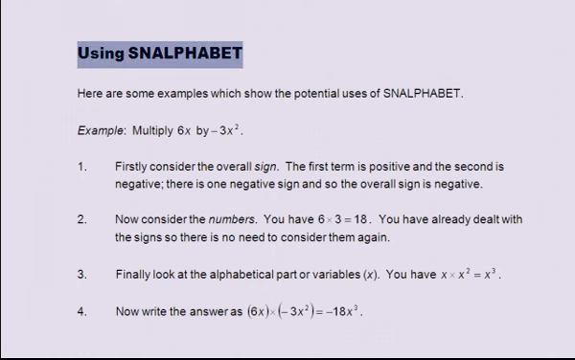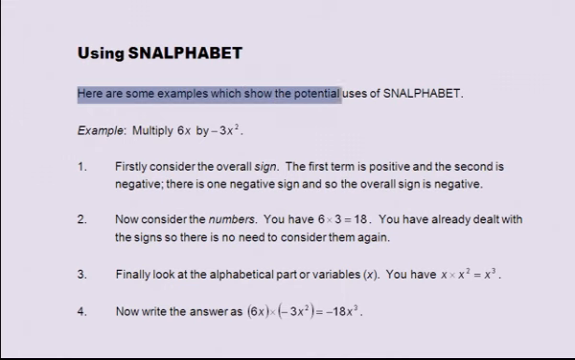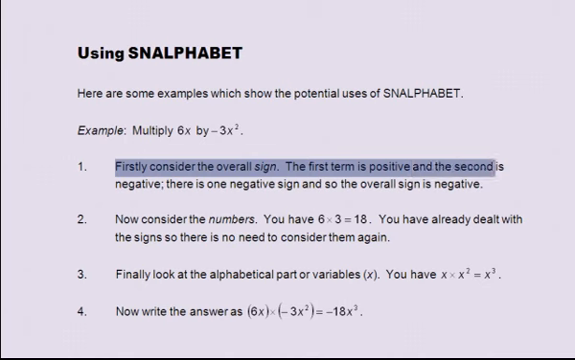Using SNAlphabet. Here are some examples which show the potential uses of SNAlphabet. Let's start with a simple example. Multiply 6x by minus 3x squared. Step 1. Firstly, consider the overall sign. The first term is positive and the second term is negative. There is one negative sign, and so the overall sign is negative.